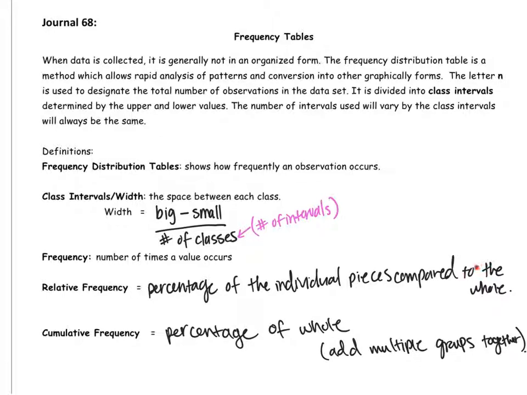Like for example, let's say I didn't just want to know about the blue eyes percentage, I also want to know the brown eyes. So if I were to ask, what is the percentage of brown eyes and blue eyes? Well, then I would add those percentages together to get something called a cumulative frequency. So a cumulative frequency is when you add several groups together to get that percentage. All right, so we're going to do an example here in the next slide.